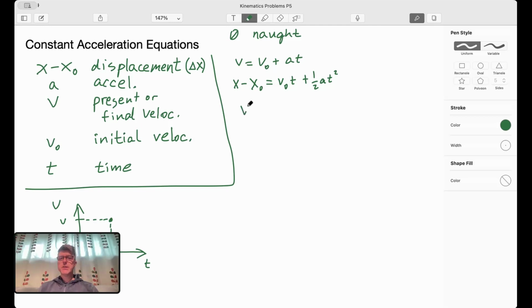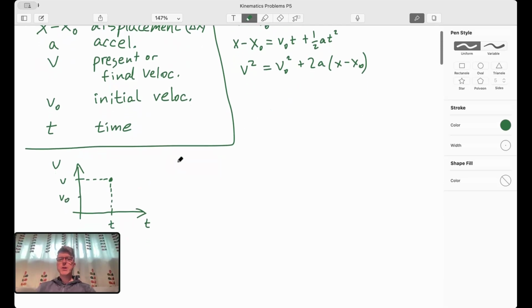The third one is v squared equals v naught squared plus 2a delta x, or x minus x naught, right? So those are the three that oftentimes are given in books, but there are two more that are pretty nice. I'll just quickly derive one of these for you.